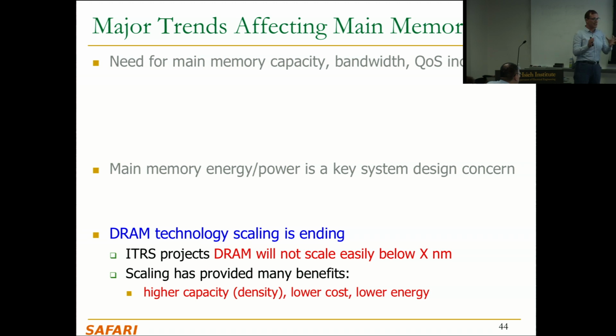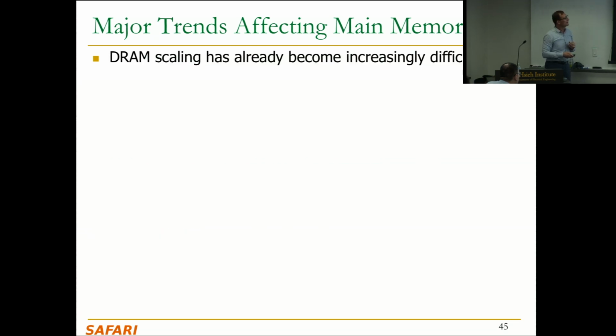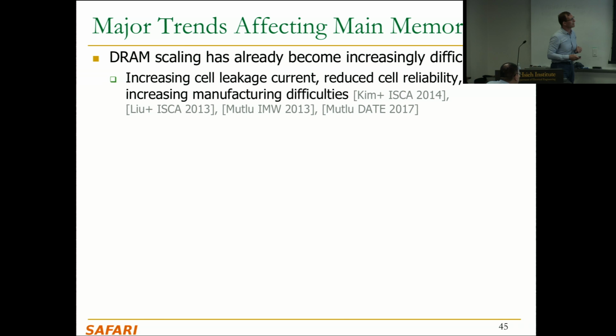But reducing the size of the DRAM cell clearly provided many benefits. Higher capacity density, that was the major goal, but it also led to lower cost and lower energy consumption. If this goes away, then we're going to have a big difficulty satisfying these requirements up here. So let's take a look at the scaling problem a little bit. I'm going to motivate intelligent memory controllers, especially because of the scaling problem to begin with.